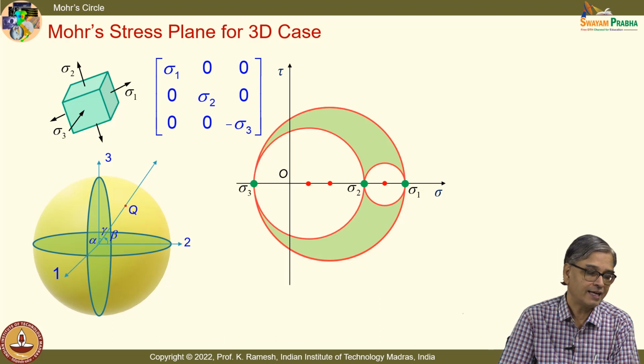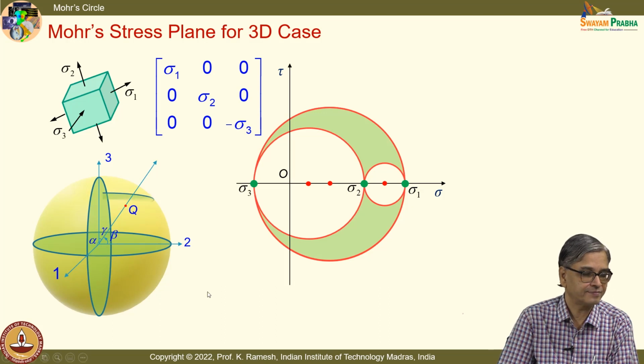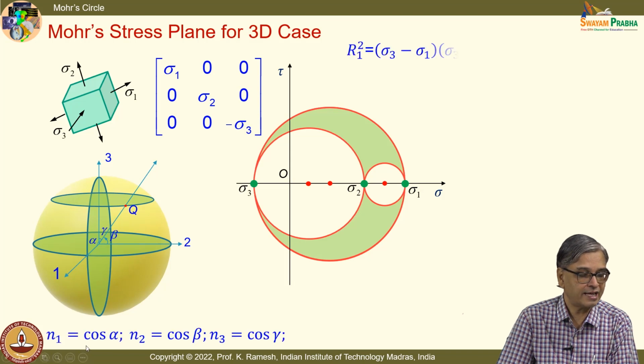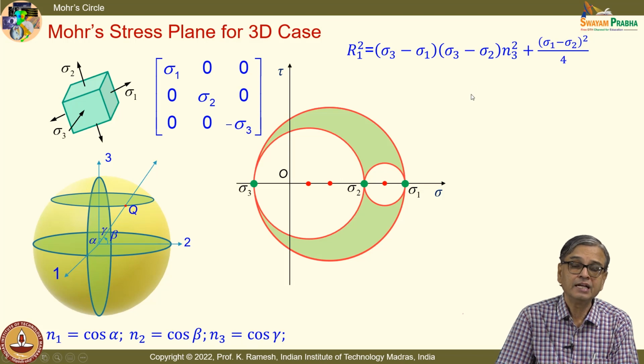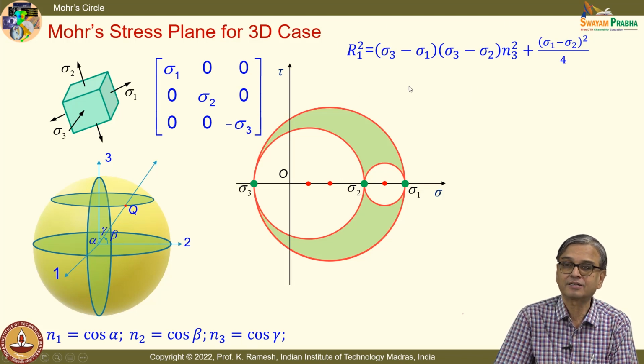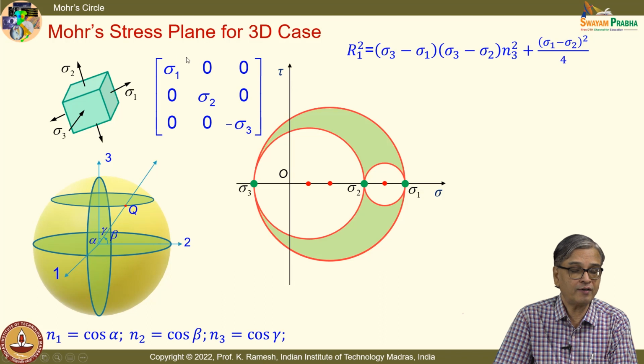Fine. I get the direction cosines, and once I get the direction cosines, n1 equal to cos alpha, n2 equal to cos beta, n3 equal to cos gamma, you have an expression. Okay, I have radius r1 is given because I know already what is the value of sigma 1, sigma 2, sigma 3. From the point of interest, I know what is the direction cosine.